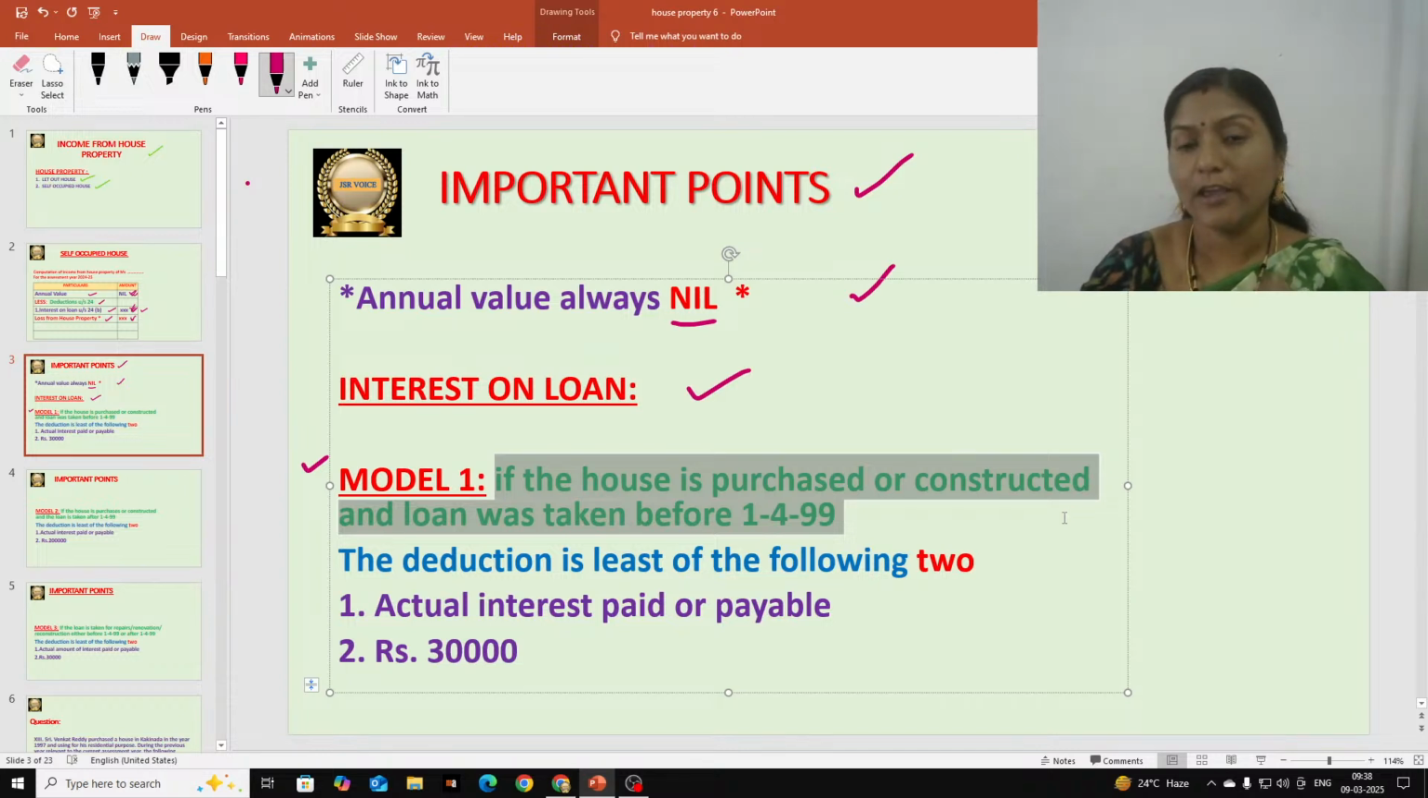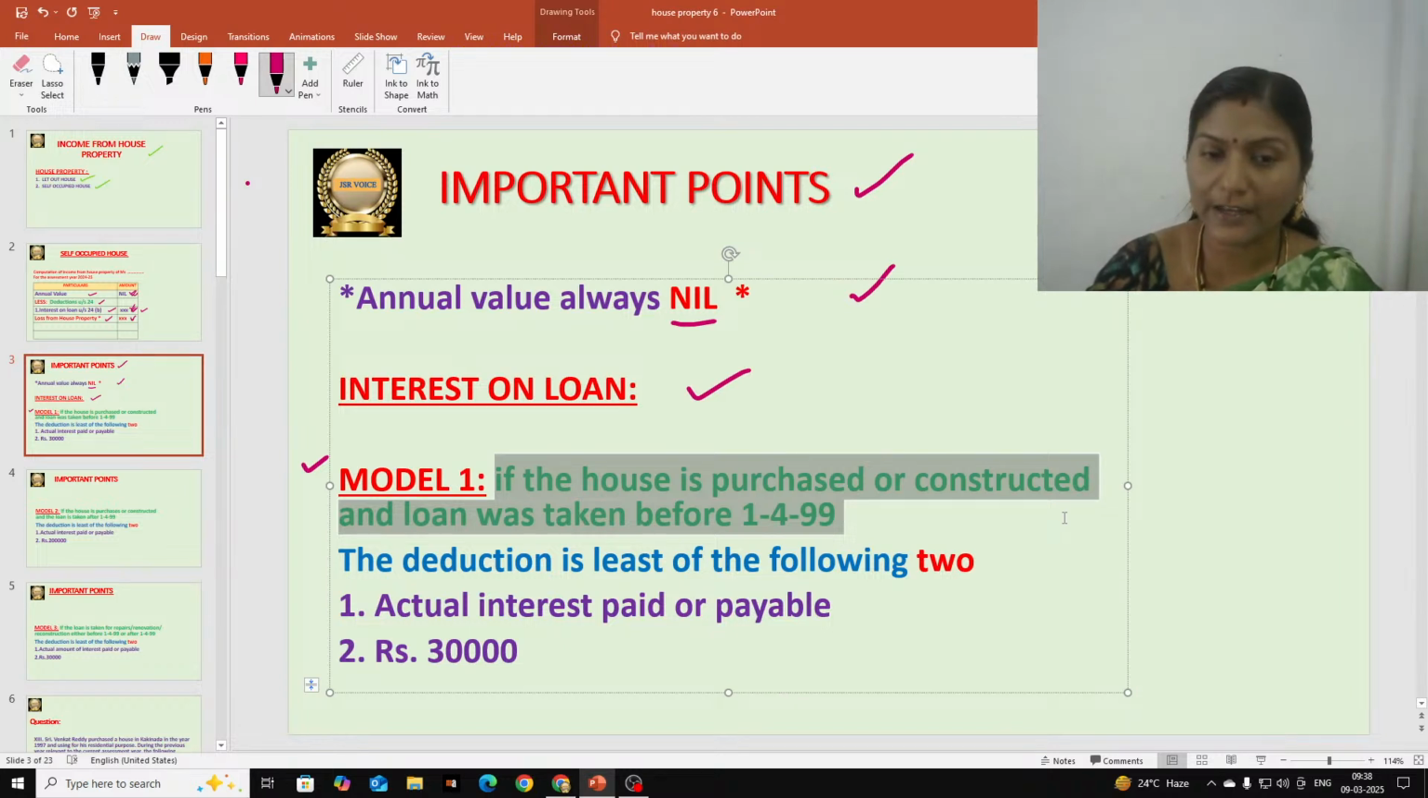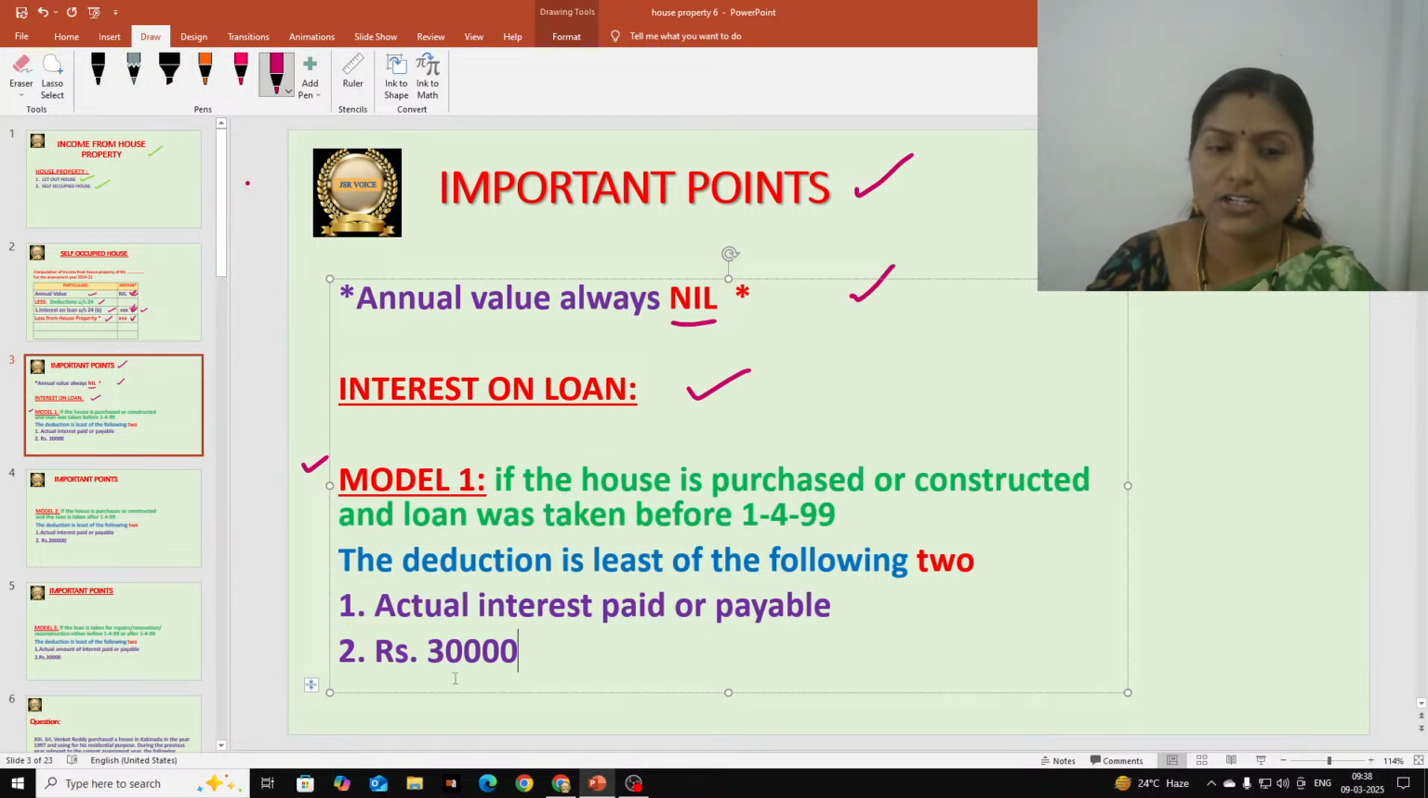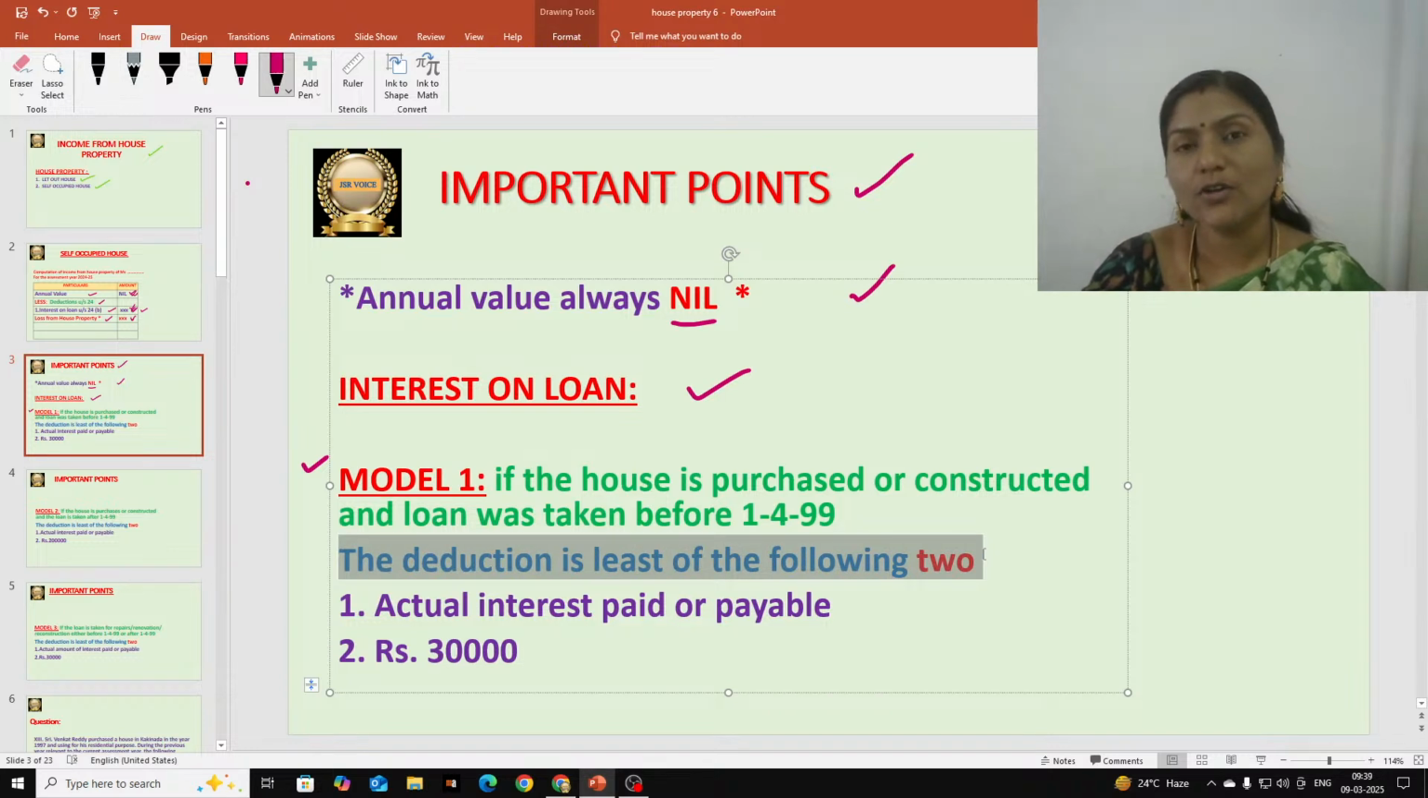Okay, so if he is taking a loan for this purpose before that date, before 1-4-99, then we have to give a deduction like this. The deduction is the least of the following two. So how much interest on loan deduction should we give under section 24B? Least of the following two.